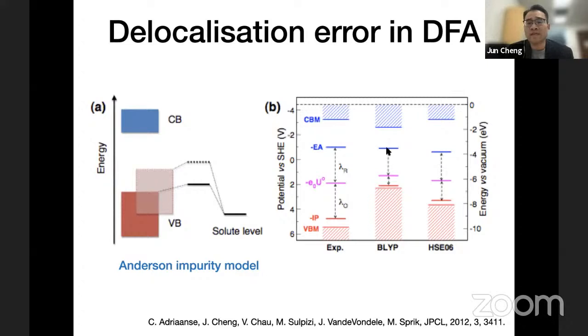The vertical electron affinity is actually more or less in the right place because the conduction band is not too bad. If we use a hybrid functional, it will push down the valence band, and then the vertical ionization potential also gets better. At the same time, the redox potential also lowers, getting closer to the experimental value. So that's the reason why the hybrid functional can alleviate the delocalization error of the density functionals.